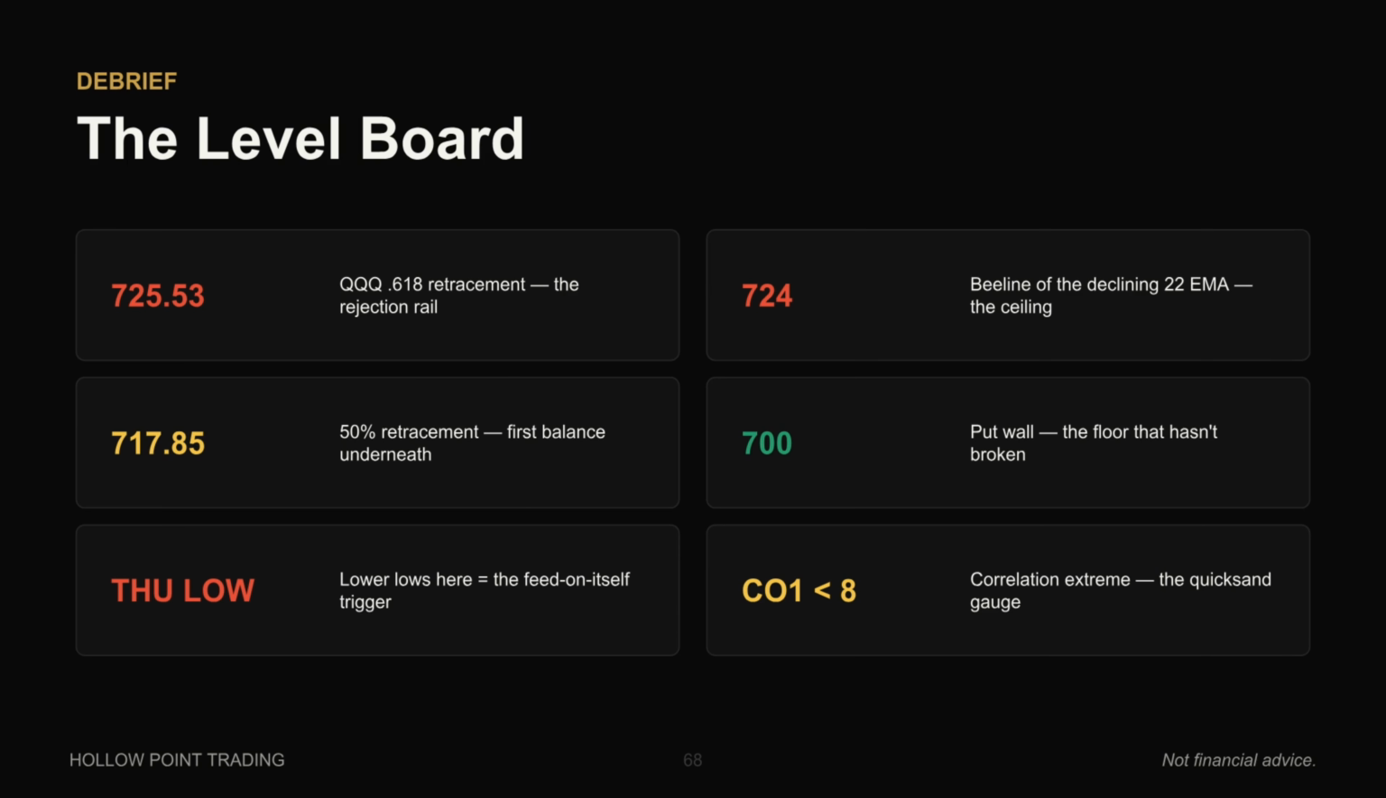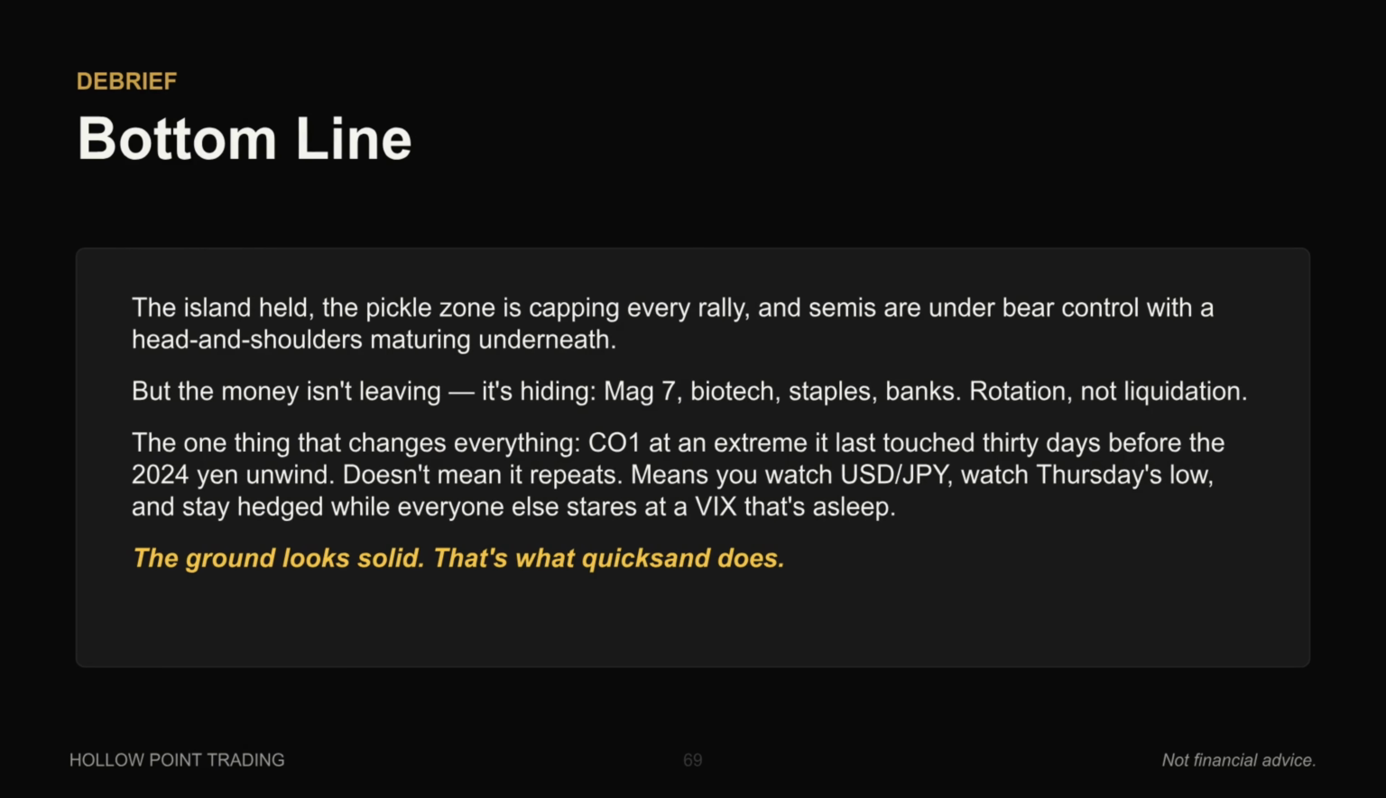Reviewing our key levels, the QQQ .618 retracement sits at 725.53, serving as a rejection rail, while 724 marks a ceiling at the declining 22 EMA. Below us, 717.85 provides balance, with the critical put wall anchored at 700. In summary, the island holds, but semis are under bear control.